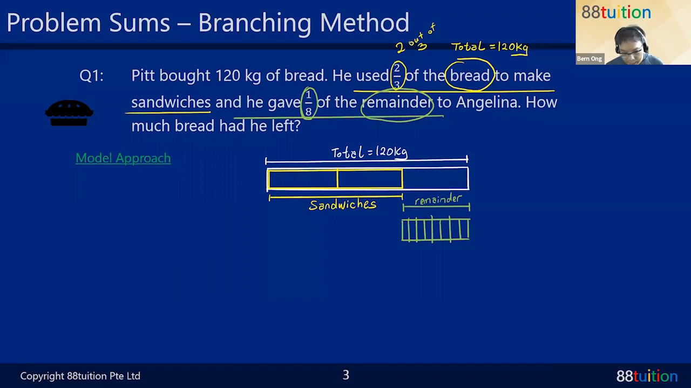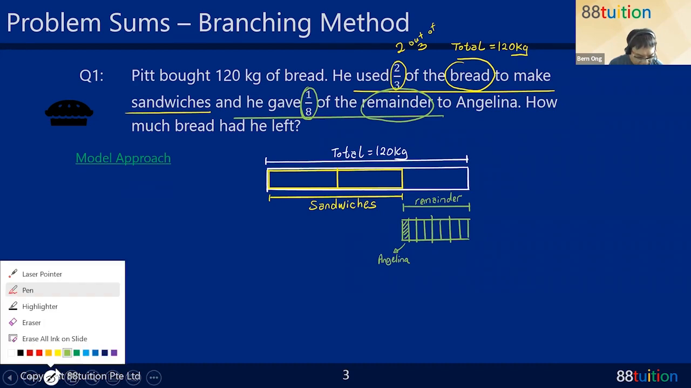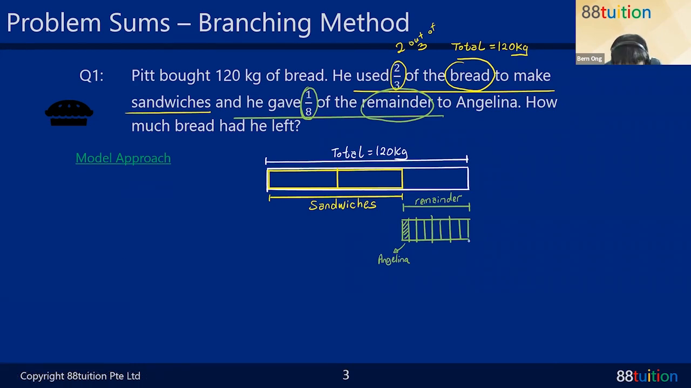He gave 1/8 of the remainder. So this 1 out of 8 parts down here, the shaded one, is given to Angelina. All right. This part is given to Angelina. Which means this portion is the left. Where's the left? The blue color portion. This part is the left. Can you see?